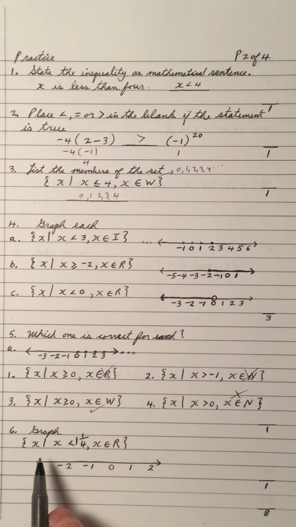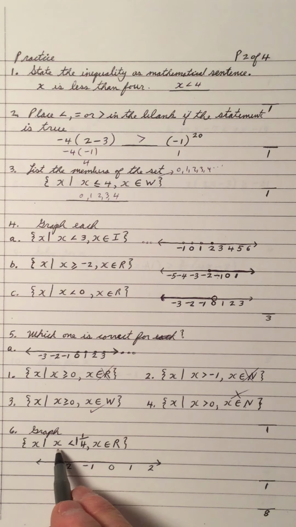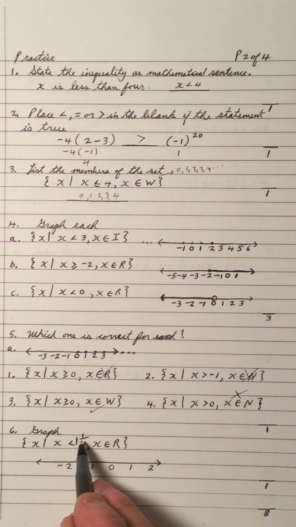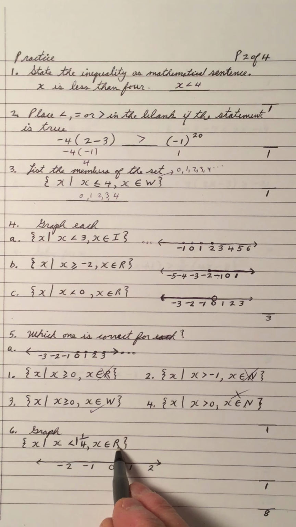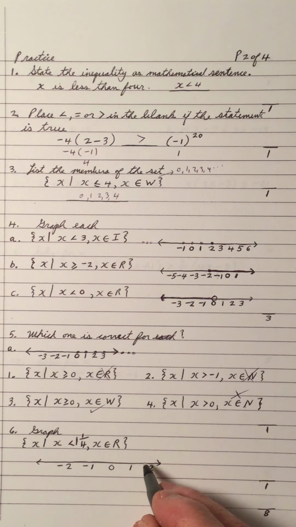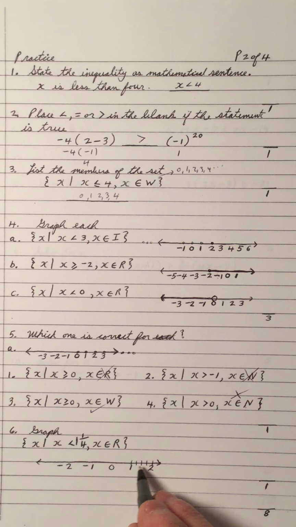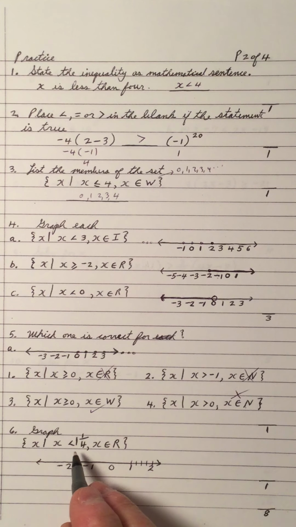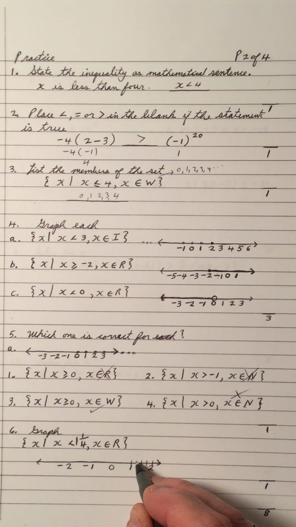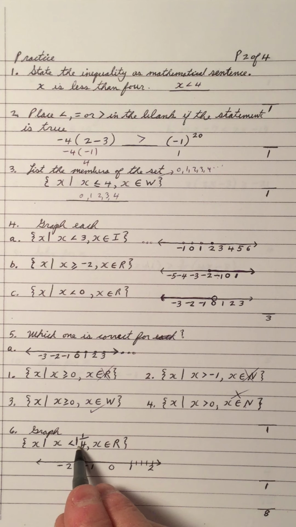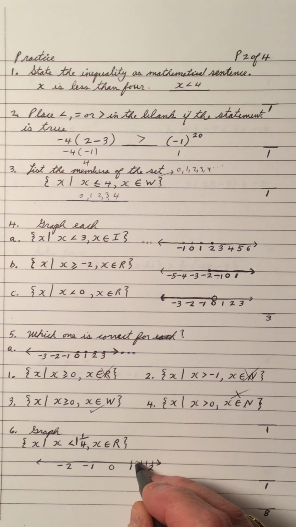Number 6, graph. The set of all x such that x is less than 1 1/4, where x belongs to the reals. So there's 1, there's 2, 1/4. There's a half in the middle. There's 1/4, 2/4, 3/4. So between 1 and 2 is divided into 4 parts. So I have to take 1 1/4. And this number is not equal to, so we had a hollow dot right there.